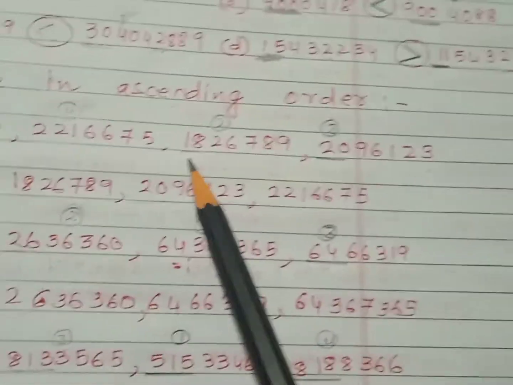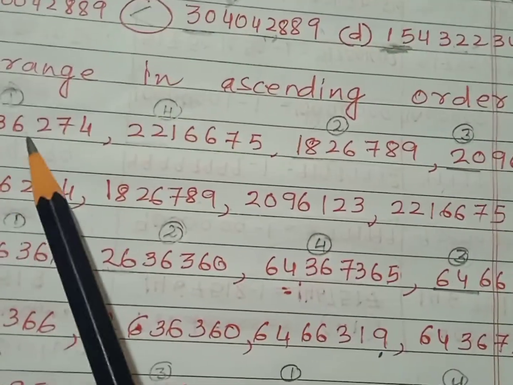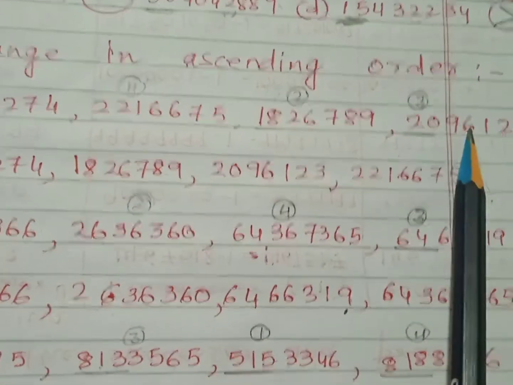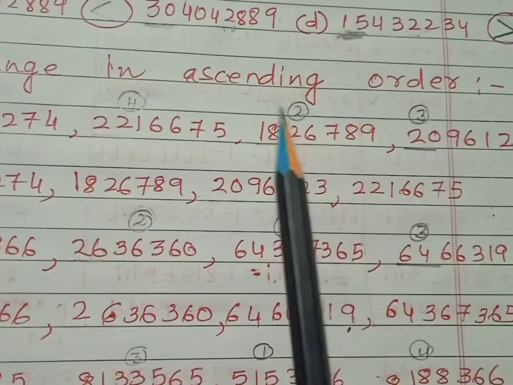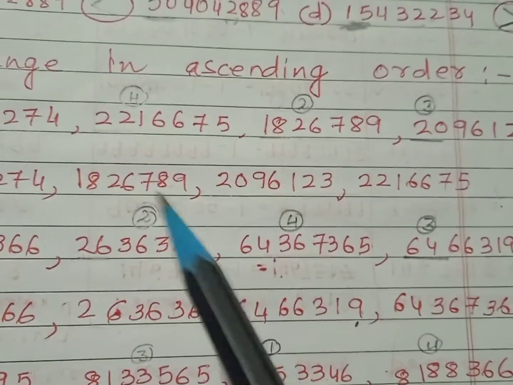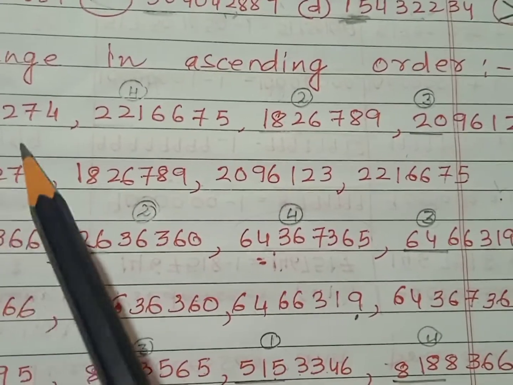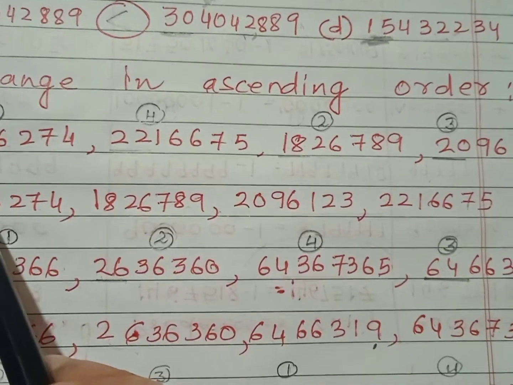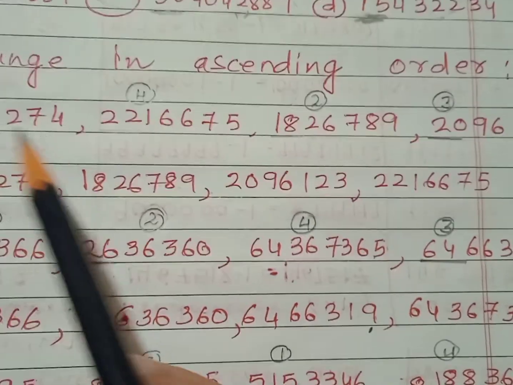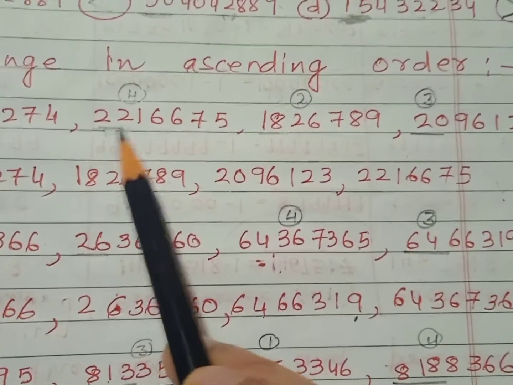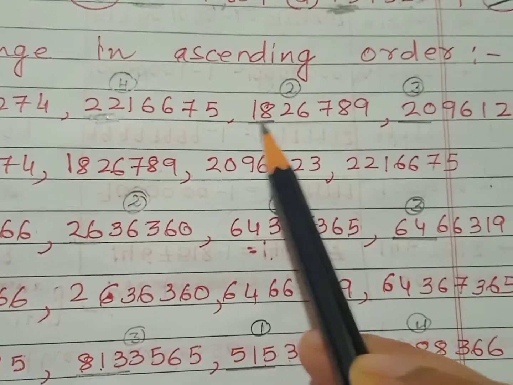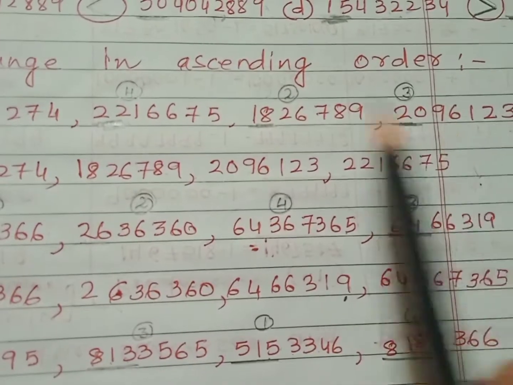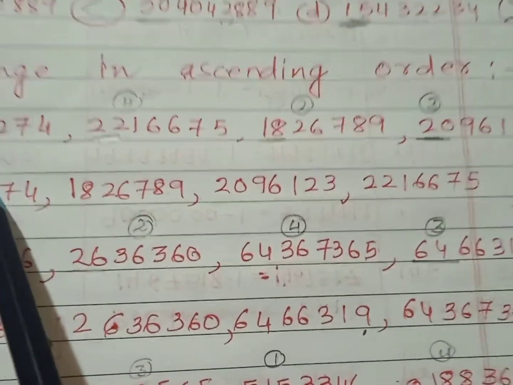All over here are 7-digit numbers. All are 7-digit numbers. Okay, now let us see which will give us a breakthrough as to how to arrange. Let's see the first two digits here: 12, 22, 18 and 20. So from these first two digits we can understand which one is the smallest one.